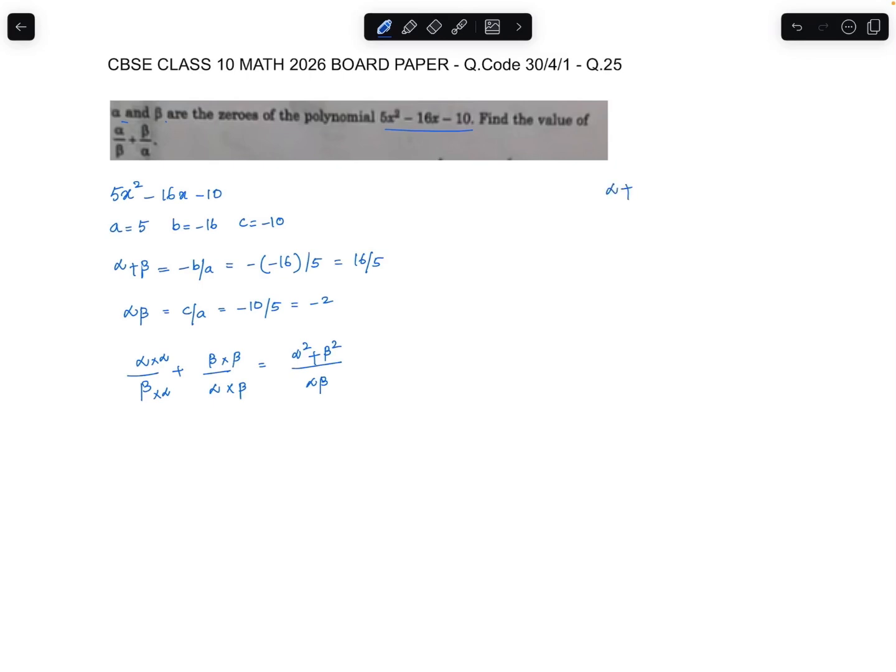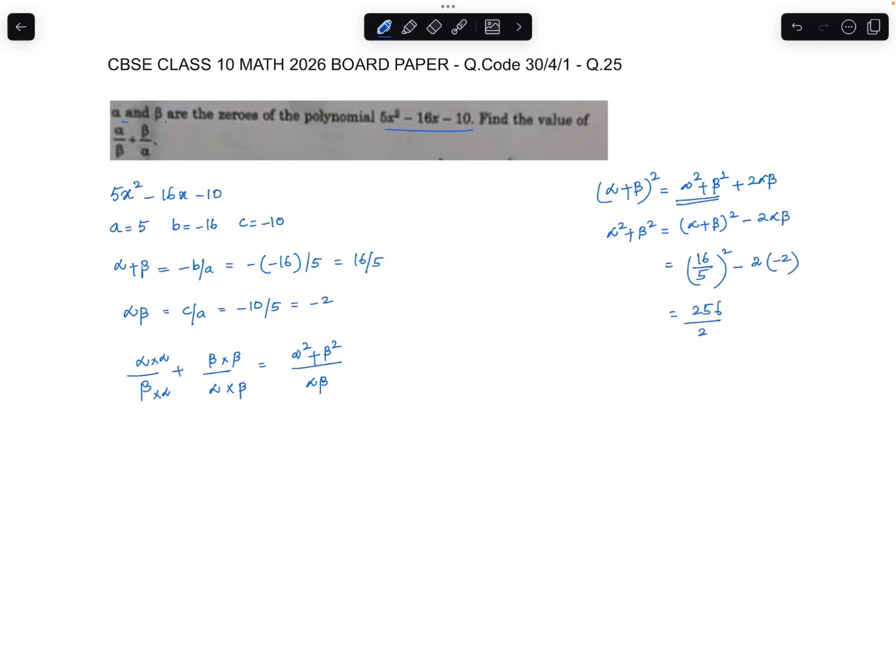So let's take this identity alpha plus beta the whole square, which is equal to alpha square plus beta square plus 2 alpha beta. From this we can get alpha square plus beta square as alpha plus beta the whole square minus 2 alpha beta. Alpha plus beta is 16 upon 5 whole square minus 2 times alpha beta, which is minus 2.